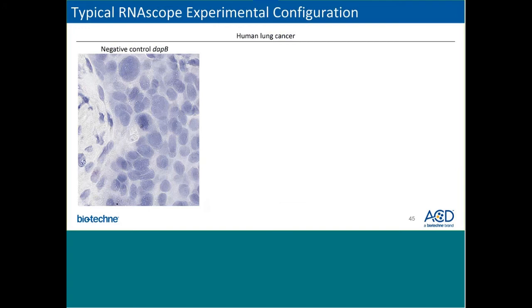Here are serial sections from a human lung cancer sample on which you perform the manual red chromogenic assay. On the left, this is a section stained with our negative control DapB, which is a bacterial gene that is not expressed in intact tissue. As observed in the sample, there should be no signal from your DapB.